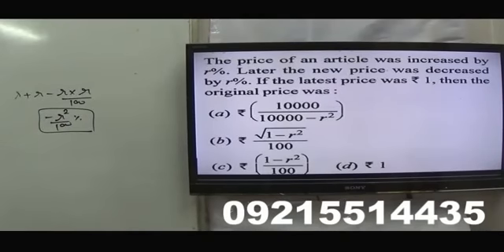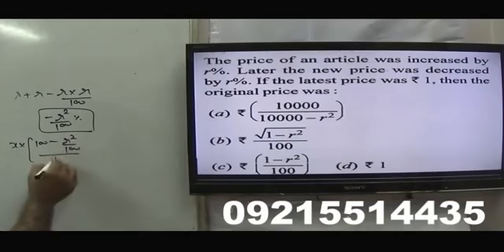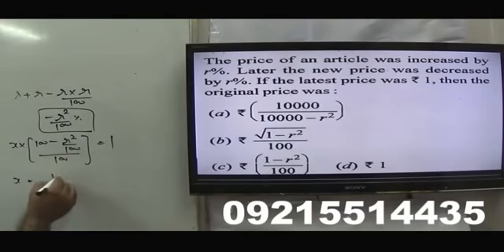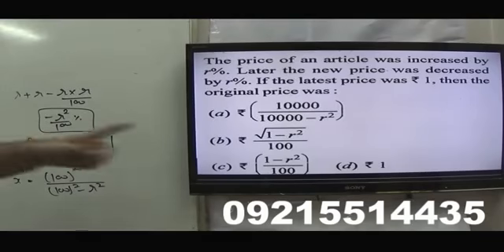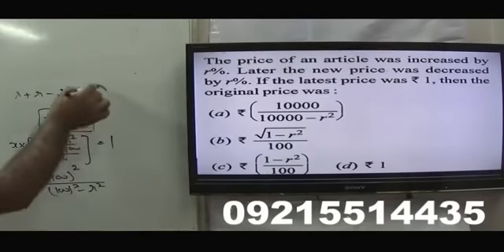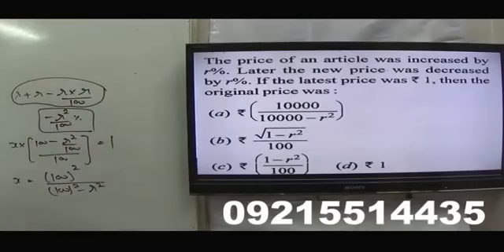Now, if the latest price was X, what was the original? Let us say the original price was X, and it was decreased by that percent. I may say 100 minus R square by 100, upon 100, and now this is equal to 1. I have to find out X. So I take the LCM and cross multiply: 100 square, and here 100 square minus R square. That's my answer. When I compare with my options, my answer is A. The latest price was equal to 10,000 divided by 10,000 minus R square. A very simple problem. If you know this concept, A plus B plus AB by 100, it could be easily solved.